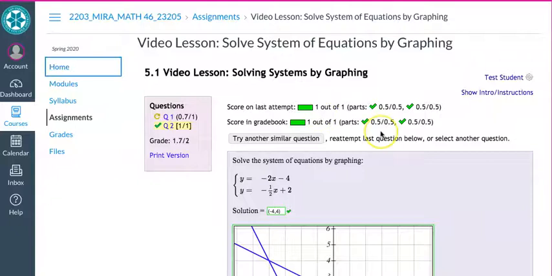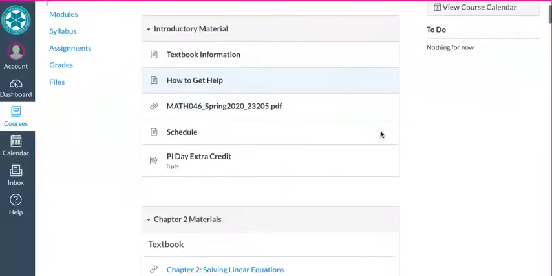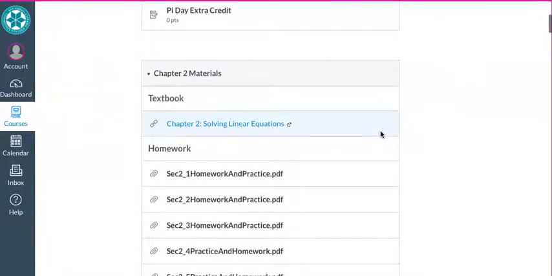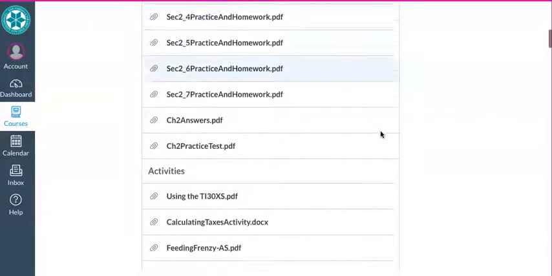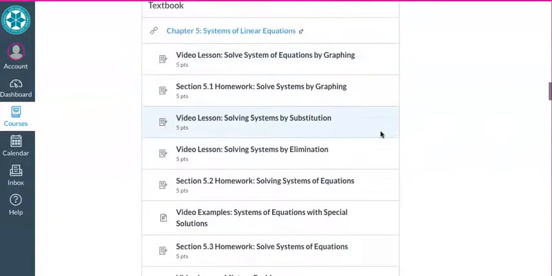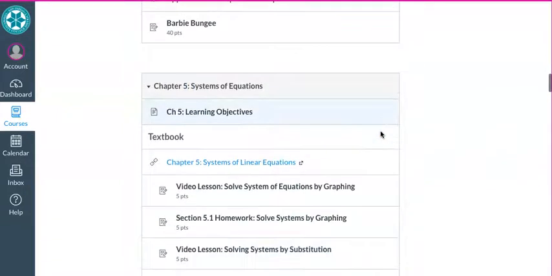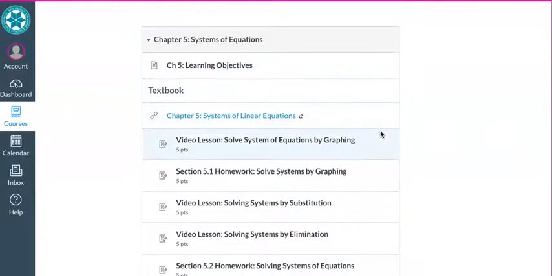Let's go back to home. I want you to do the video lessons before we meet live for our Zoom session, just to get a feel of what the lesson will be. Then during our Zoom session, I will do examples, and you get a chance to practice and work like we've done previously in class. After class, you're going to complete your homework.